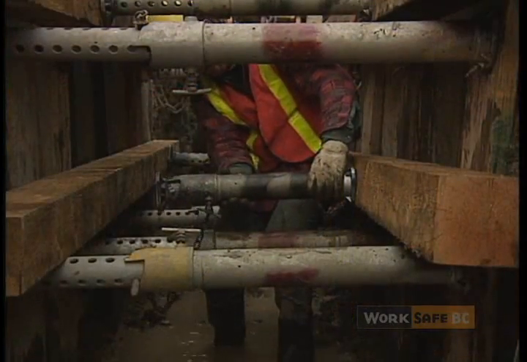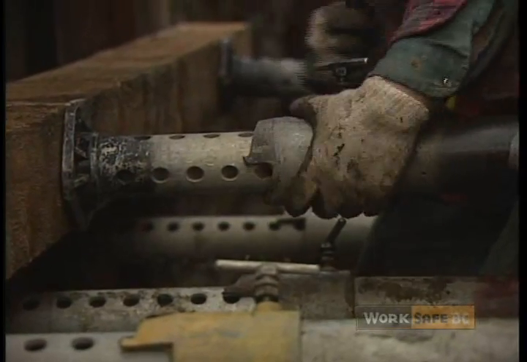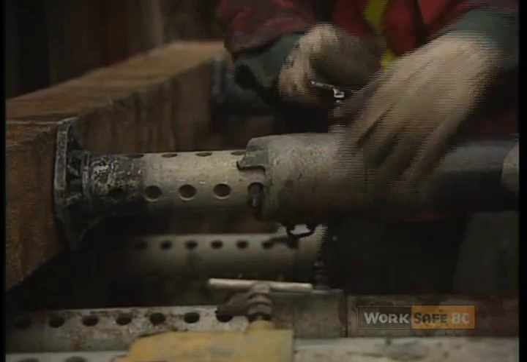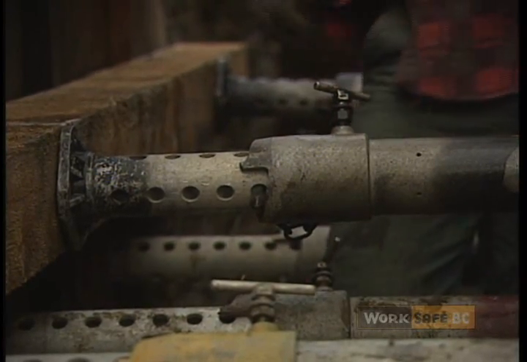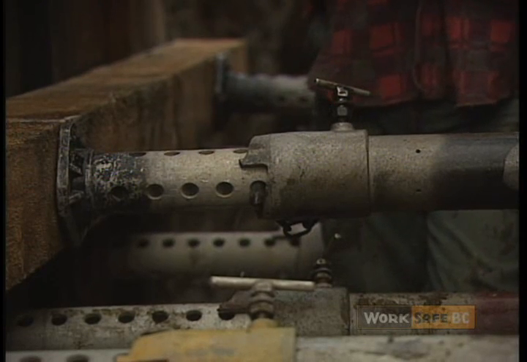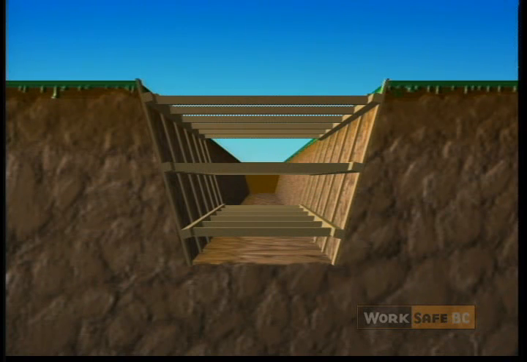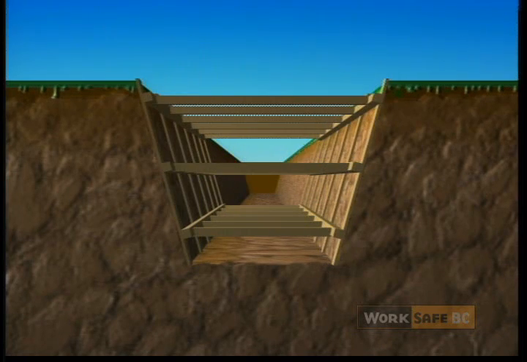Hydraulic or pneumatic trench jacks can also be used as long as a system is in place that will ensure that the integrity of the jacks is maintained in the event of a loss of internal pressure. Shoring uprights must not be inclined outward more than 15 degrees from the vertical when viewed along the trench.